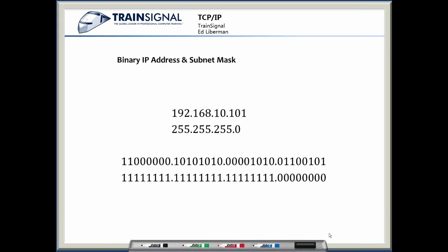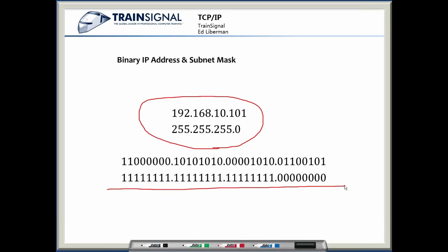So here is what everything looks like in binary. We're used to seeing this, but the reality is this is what we need to be familiar with to understand how things truly work.